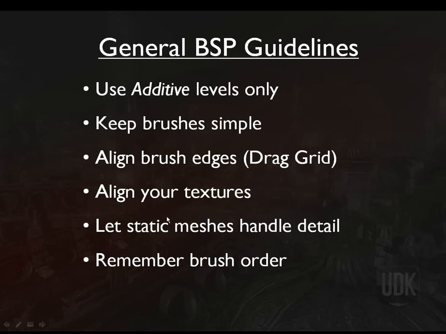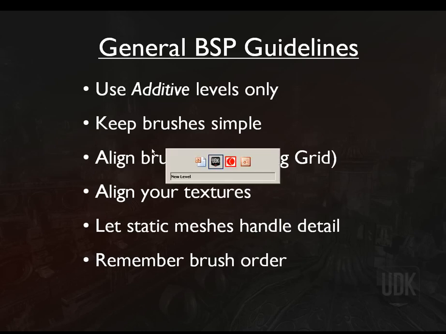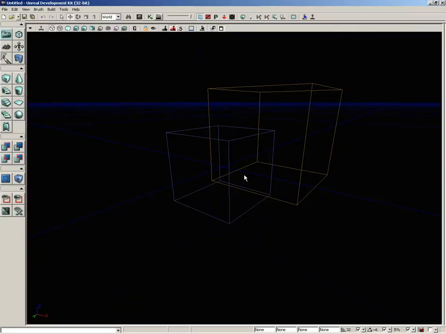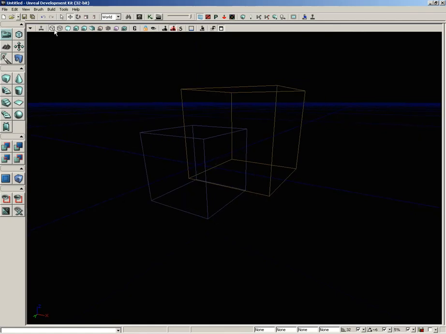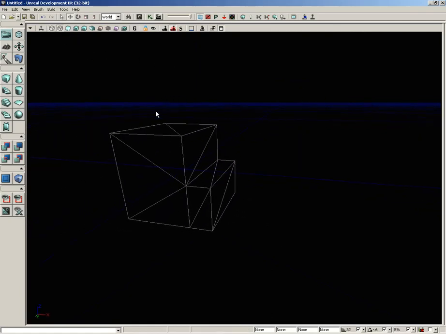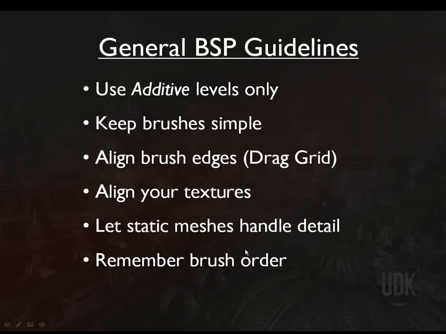Now, moving on. Keep your brushes simple. You might have noticed that if we take a look at the world geometry that came in from just that little thing we put together here, so let's go back to regular wireframe, we're already starting to get a lot of edges, a lot of extra vertices. So it's a good idea for you to keep your geometry as simple as possible. If you can avoid making a really complex BSP brush, then please try to avoid that and let static meshes handle your detail, which is the point we'll bring up here in just a minute.